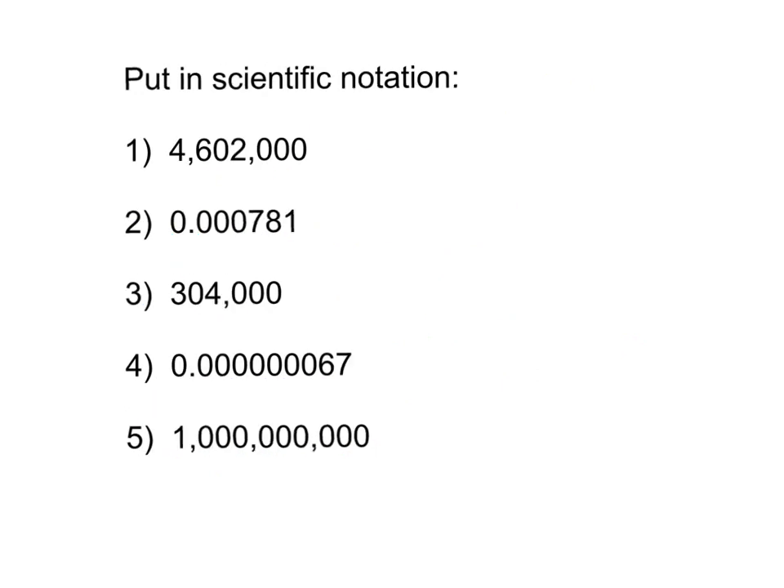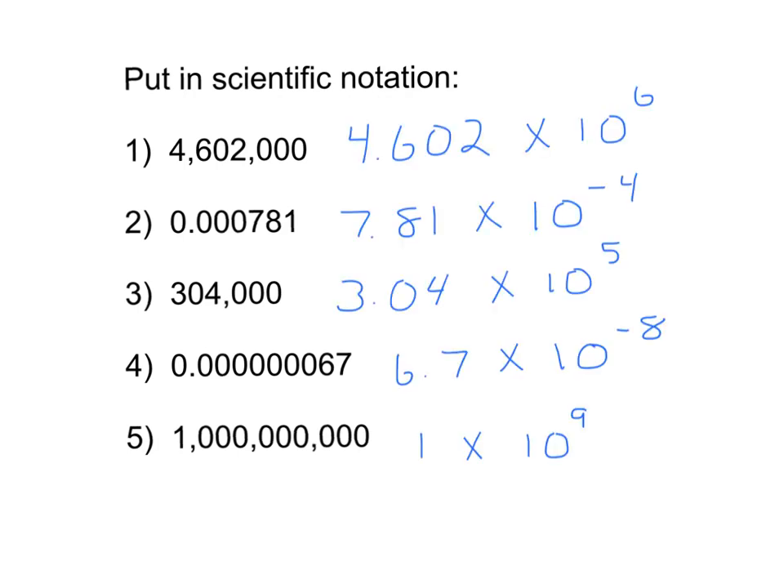Now pause the video again and put these 5 numbers in scientific notation. Remember, only one non-zero digit to the left of the decimal. Restart the video when you are finished. Here are the answers to check your work. If you are still having trouble with scientific notation, you may want to go back and review the video on scientific and engineering notation.